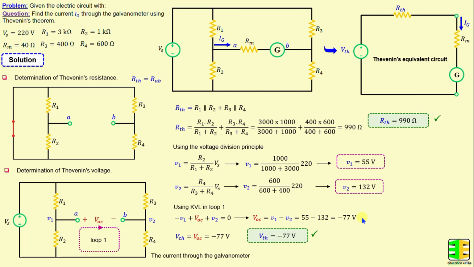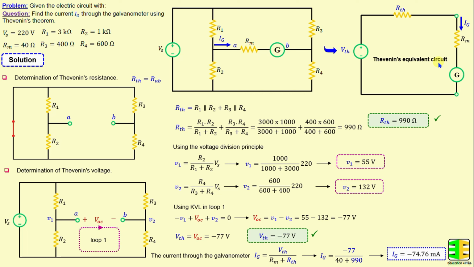The current through the galvanometer is equal to VTH over RTH plus Rm. And if we replace Rm, RTH and VTH with their numerical values, we obtain Ig is equal to negative 74.76 milliamps. After completing the calculations, I perform a simulation using SPICE to verify our results.